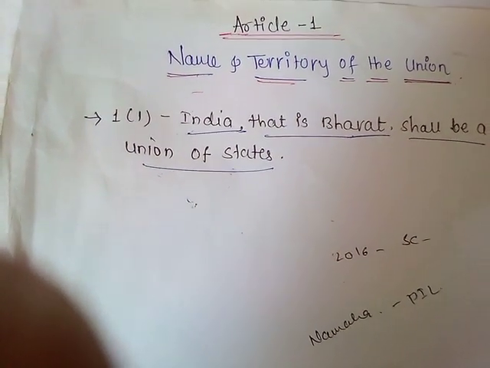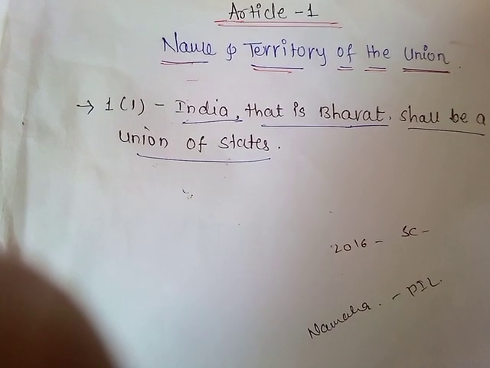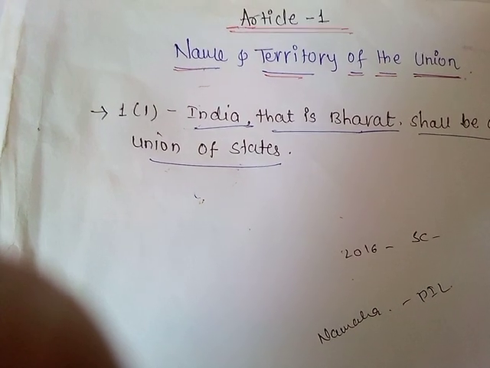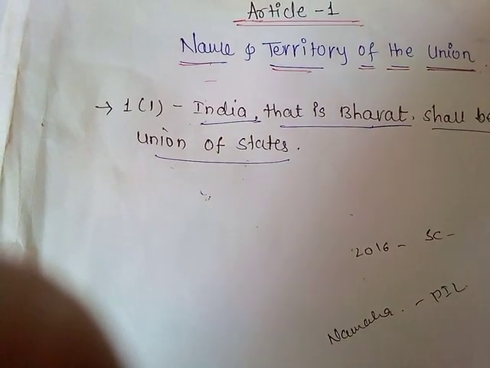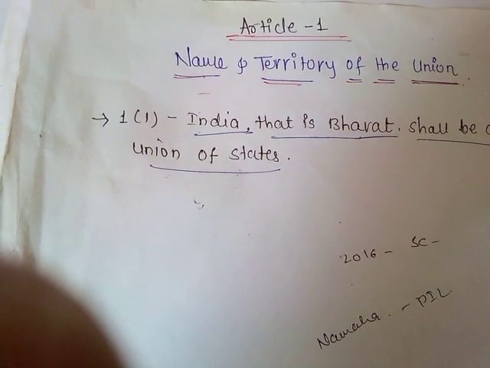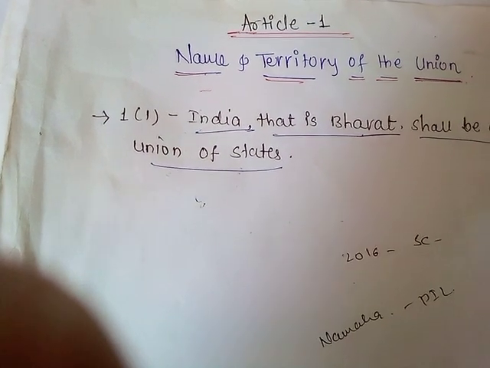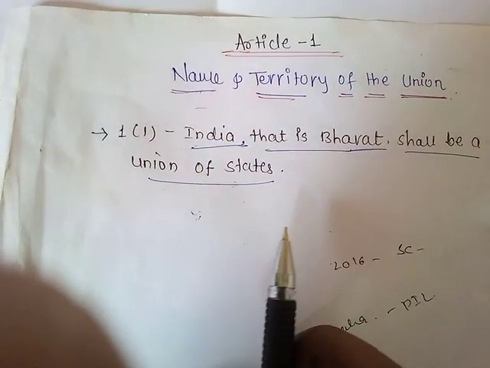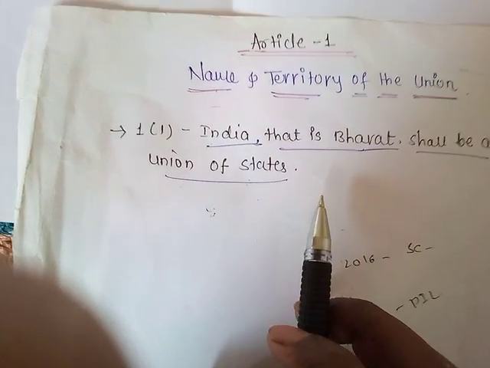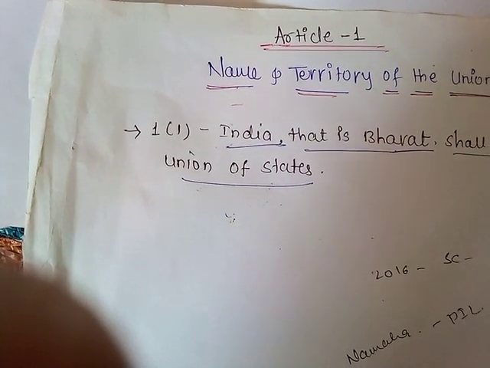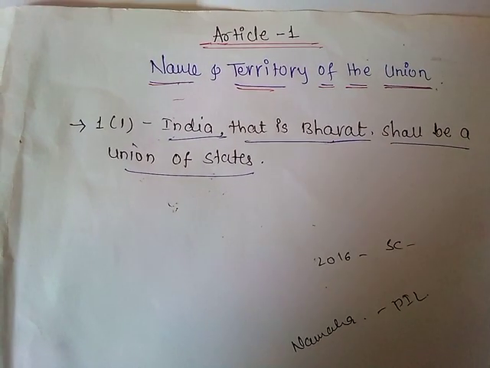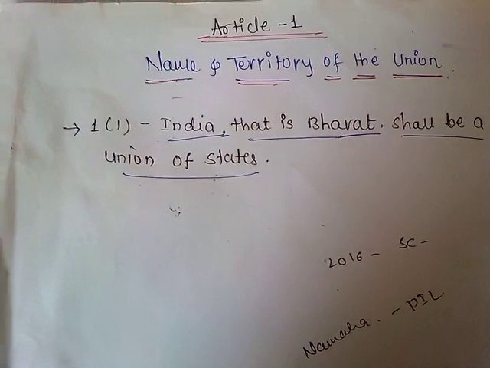This question was posed to Dr. B.R. Ambedkar, the architect of the Indian Constitution, the chairman of the drafting committee. He was asked, if our Constitution is federal in character, federal in nature, then why are you using the phrase Union of States instead of India, that is Bharat, shall be a federation of states? Should we assume that the Indian Constitution is of a unitarian character?